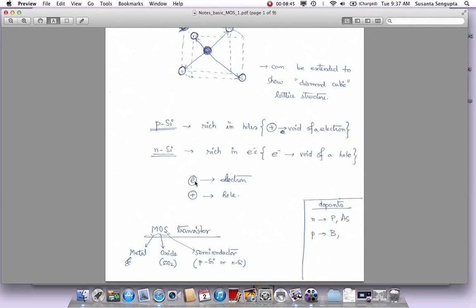So wherever I use e minus, that's an electron, and a hole I will try to use this. So by bombarding phosphorus or arsenic type of materials into the pure silicon lattice, you maintain the structure of it.